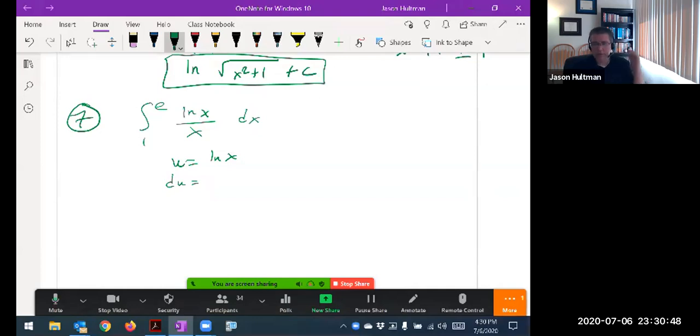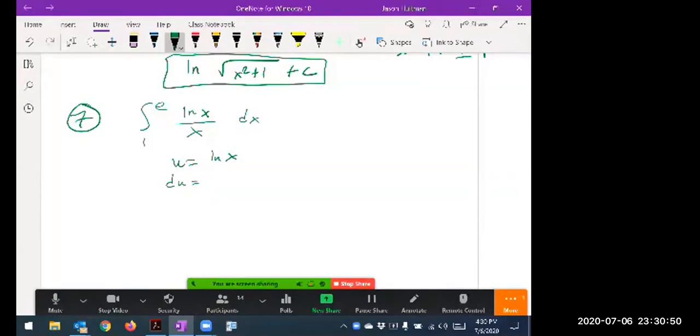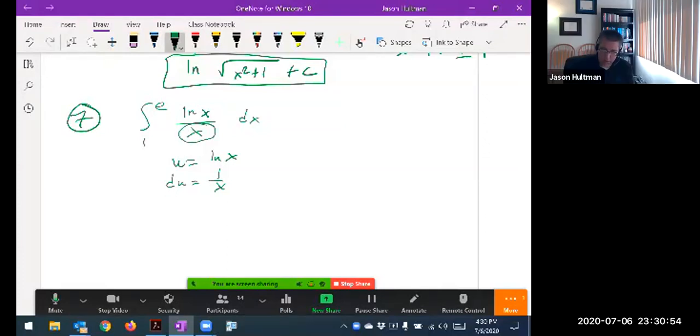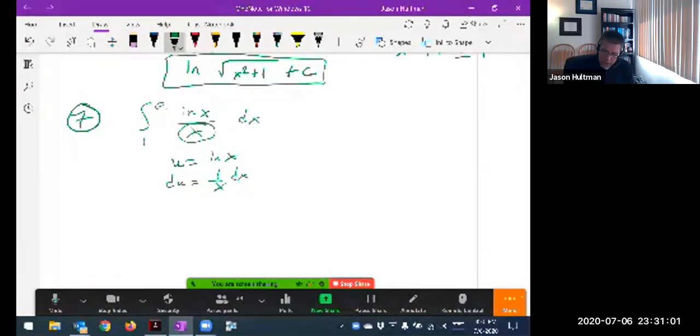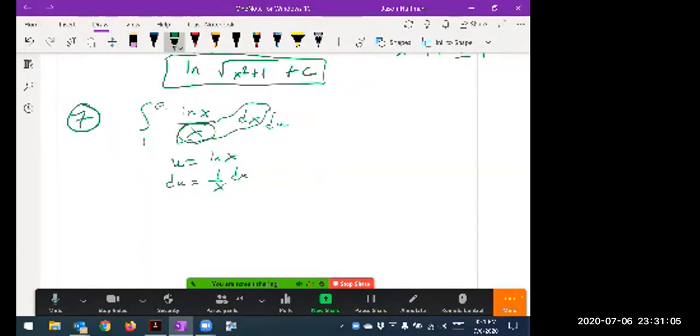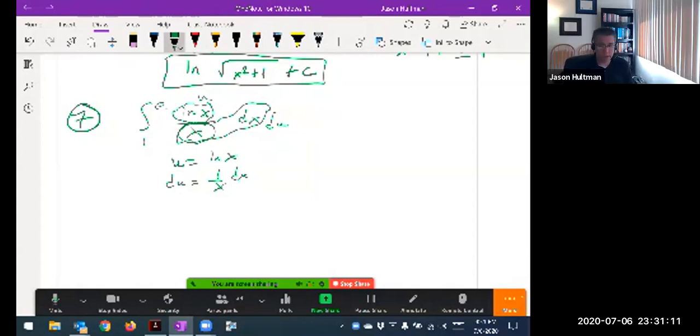What's the derivative of natural log of x? 1 over x. Do you see how we have an x in the denominator here? So this is kind of like 1 over x dx, and can you see how this is now my du? And the natural log is my u. That's pretty sweet. That works.